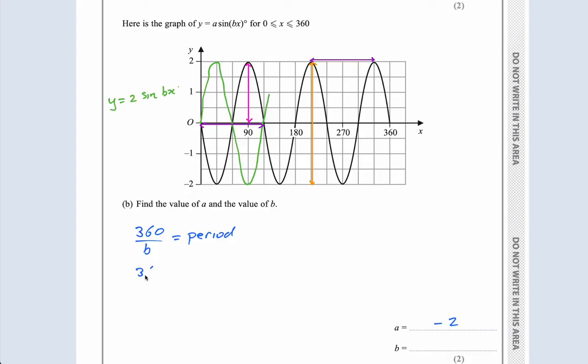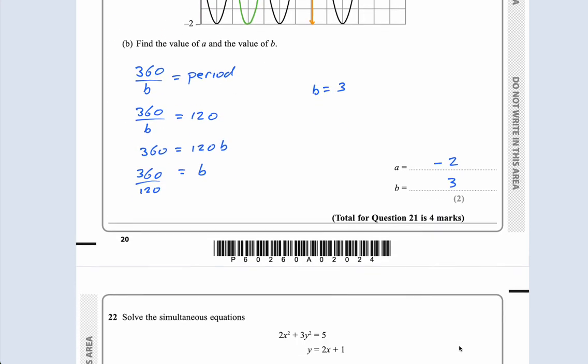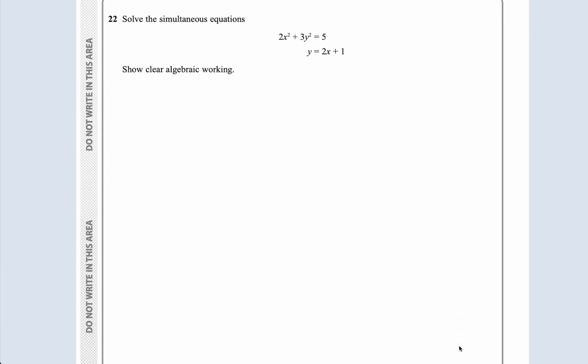Hence 360 over b equals 120. And then we rearrange this and we have 360 equals 120b. b is equal to 360 over 120. I can do that in my head. b is equal to 3. 360 divided by 120 is 3. Okay, done. That is correct.